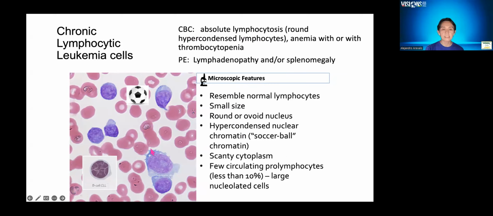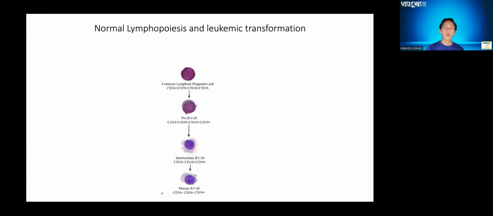Cytoplasm is scanty, and it is not unusual to find circulating prolymphocytes, wherein the cell is slightly larger with prominent nucleoli. And by experience, these prolymphocytes are often mistaken for blasts. They are classified as blasts by some medical technologists. But usually your prolymphocytes number around 10%. Okay? So again, it won't reach the criteria for acute leukemia even if they were mislabeled as blasts.